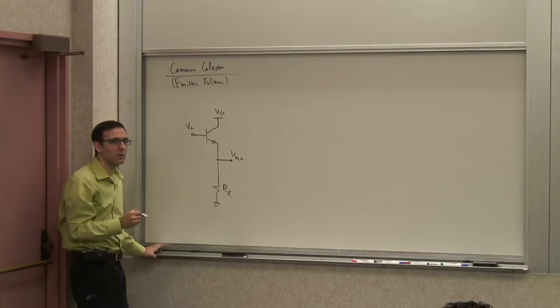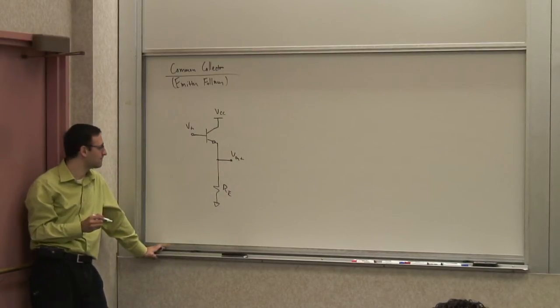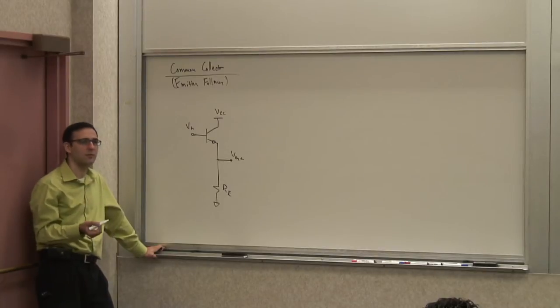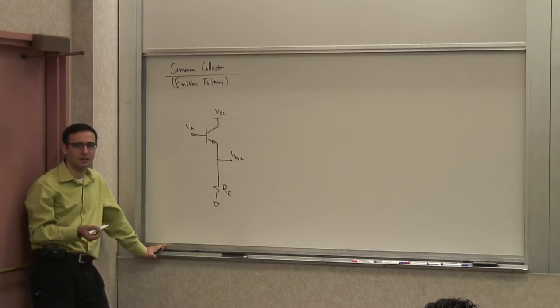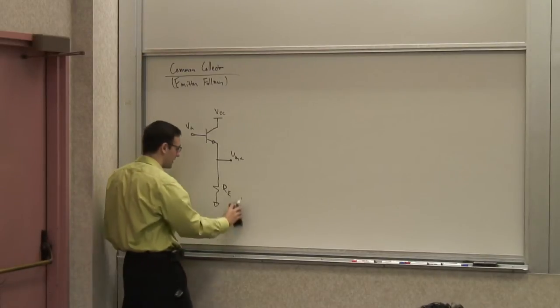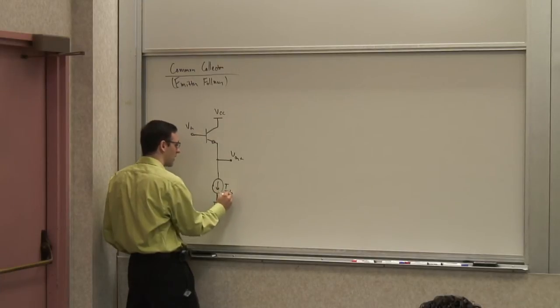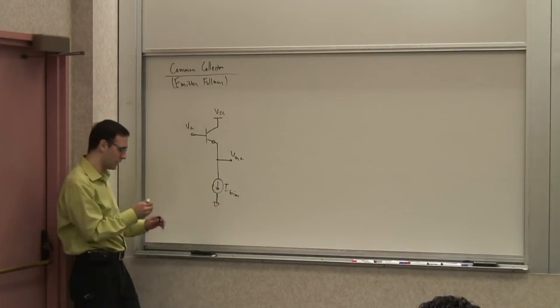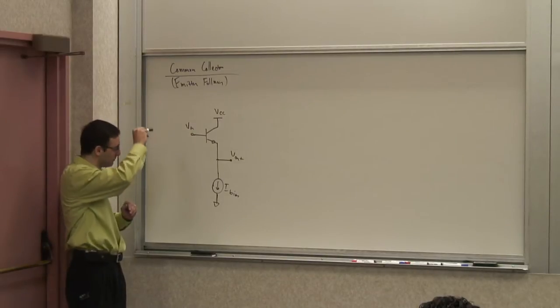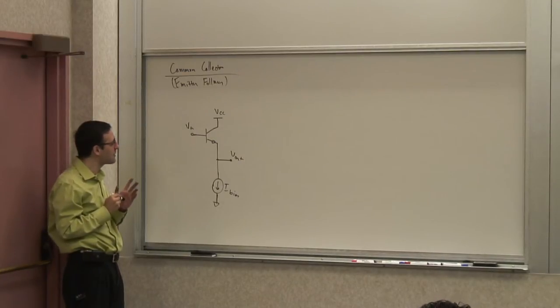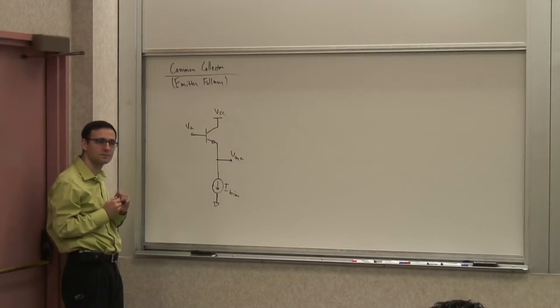Now, what does this stage do? What do you expect the relationship between VIN and VOUT to be? I can write an expression for it, but before I do that, let me make it even simpler. Let's say, instead of RE for now, I have an ideal current source, keeping the emitter current fixed, and therefore the collector current is fixed. So what can you say in that case about the relationship between VIN and VOUT? Just looking at it.